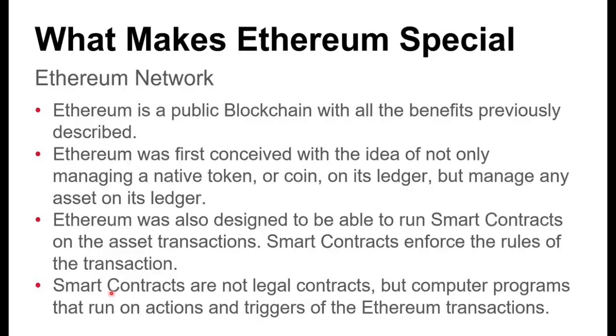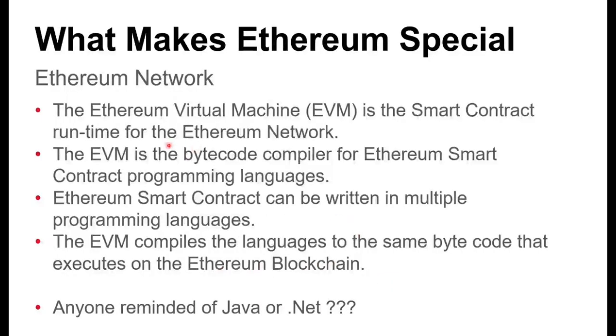So Ethereum is considered to be an operating network, like previously discussed. Smart contracts are not legal contracts, but they are computer programs that can enforce the terms of an agreement, and they are the heart of blockchain applications. The Ethereum virtual machine is the smart contract runtime on the Ethereum network. The EVM is a bytecode compiler for smart contract programming languages.